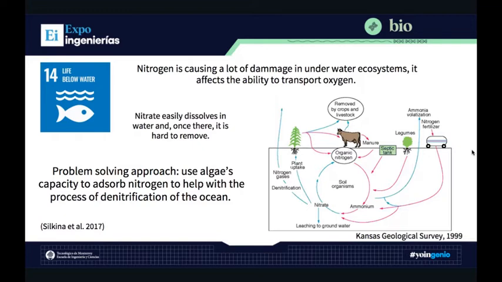Nitrate has proven to be toxic for living organisms such as humans, plants, and animals because it affects their ability to transport oxygen. This Sustainable Development Goal number 14 of the UN can be solved thanks to genetic engineering via bioremediation, according to the EPA. We plan on using the algae's bioremediation functions with its capacity to absorb nitrogen, heavy metals, and other toxicants in aquatic environments so that we can contribute to the process of denitrification in the ocean.